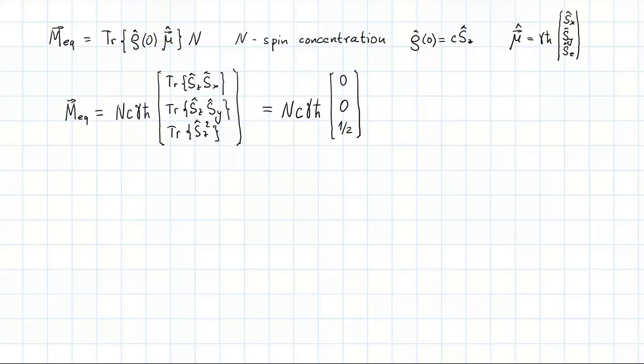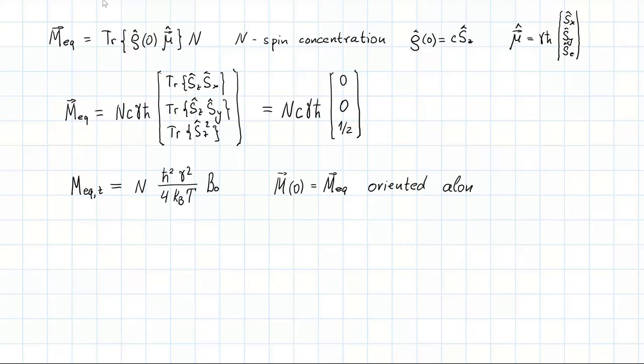Using the formula for the coefficient C and ω0, I can express this z component of the equilibrium magnetization, or the absolute value of the initial magnetization vector, via the constants ħ, kB, γ, and the concentration N, temperature T, and magnetic field B0. Summarizing this part, I have derived the initial thermal equilibrium spin magnetization, its absolute value, and its orientation along the magnetic field B0.